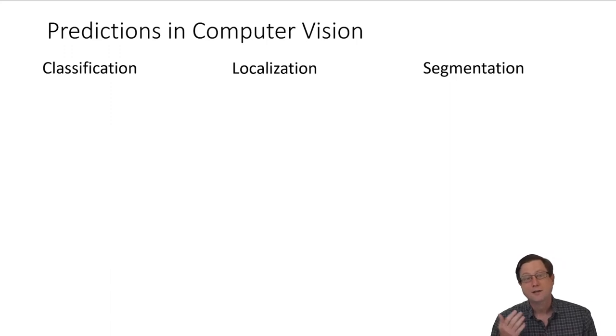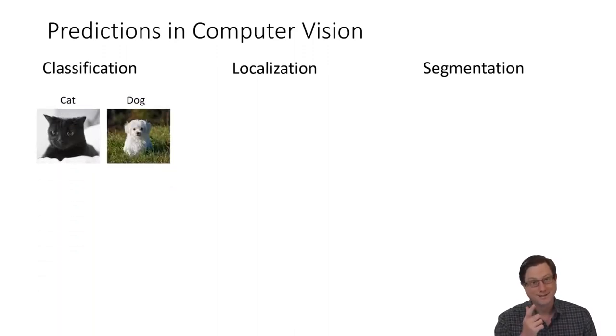So we talked about classification, regression, probability estimation, when we were talking about generic machine learning, or what types of predictions a machine learning algorithm can do. In the computer vision space, there are three slightly different concepts which somehow encompass those, but project them onto the types of things you might want to do with an image. These are called classification, localization, and segmentation. I'm going to briefly describe what these are.